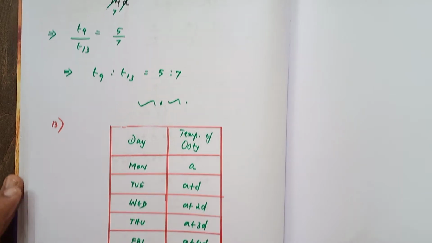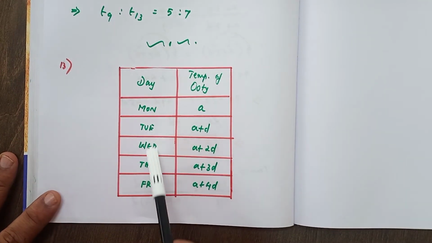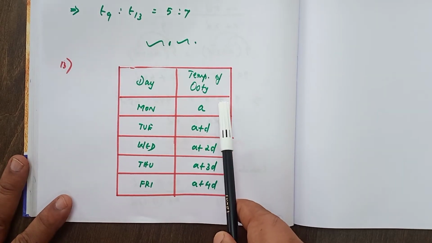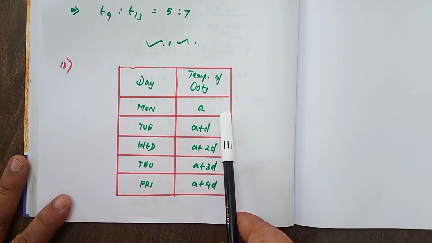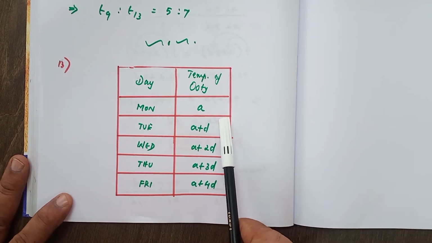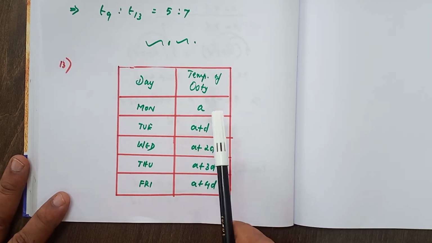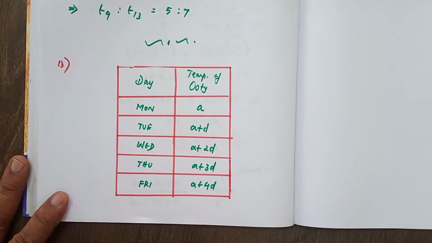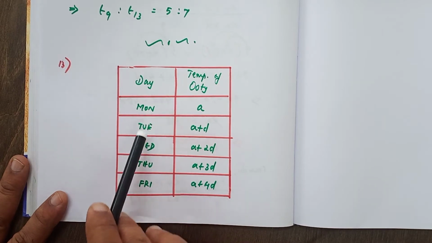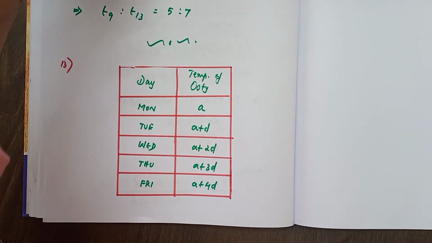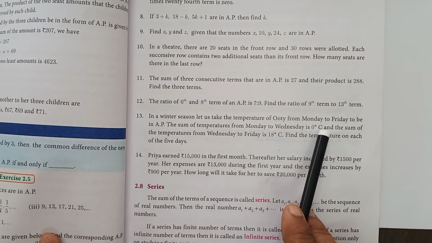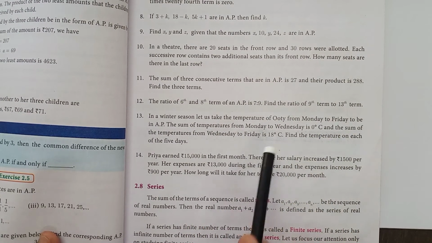So look at the table. All the 5 days I have written except Saturday and Sunday. Temperature of Ooty, since the temperatures are in arithmetic progression, I have written the first 5 terms of the arithmetic progression. You know that A, A plus D, A plus 2D, A plus 3D, A plus 4D. Now by data, the sum of the temperature from Monday to Wednesday is 0 degrees. Then Wednesday to Friday is 18 degrees.